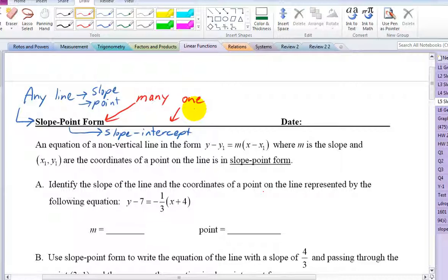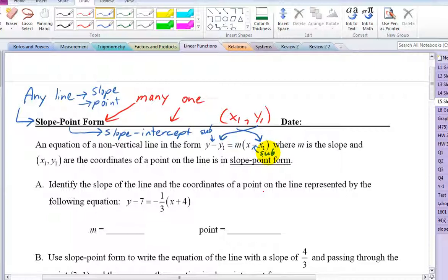So what we have here is our slope point form, where we have a point (x1, y1). Where they fit into the equation is the x's go at the back of the equation and your y's go at the front of the equation. These always must be a subtraction. It must be a subtraction. And what happens if it's not a subtraction? What does that mean?